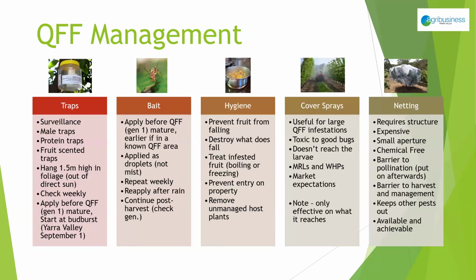So in summary, traps are mainly used for surveillance. There are male traps, protein traps, and fruit-scented traps. They need to go in a tree, preferably about 1.5 meters high, inside of some foliage, but outside of the direct sun. No one likes getting into a fruit fly trap that's hot, a bit like getting into the car after you've been at the shops and you've left the car in the hot car park.